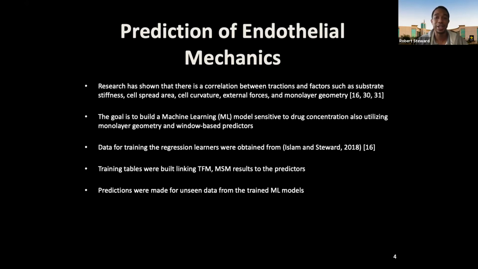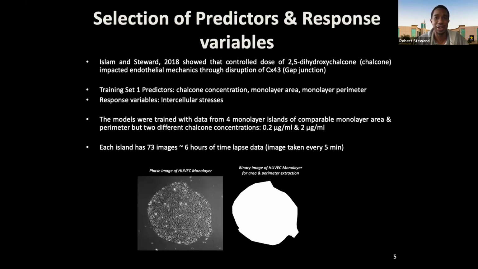So the idea is that we took unpublished data from that set, fed it into our model, and built the model essentially. Then we wanted to see if we can really predict how those forces would change in response to this drug that I have here, Calcone. This drug is a Barry disruptor and something that we've actually published here as well. But continuing on here, what were the predictors that we used? So we started off with something very simple. Calcone concentration or drug concentration, monolayer area, monolayer perimeter.